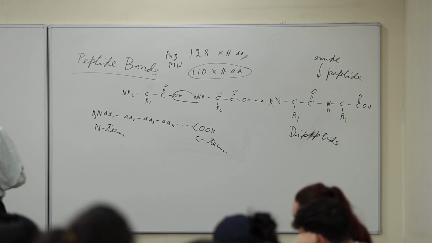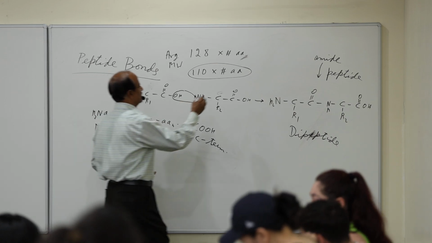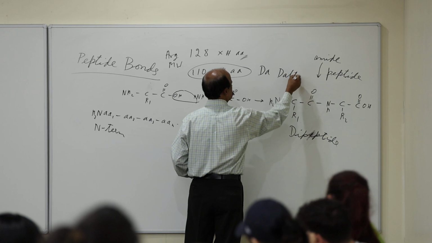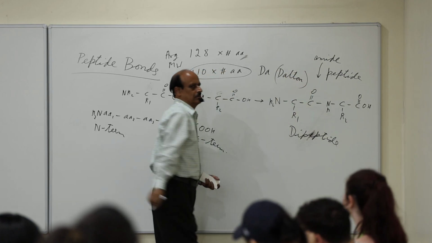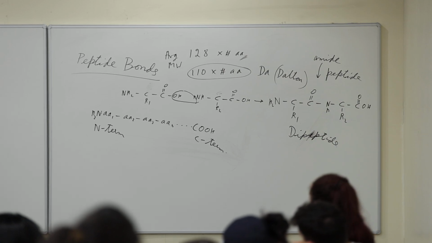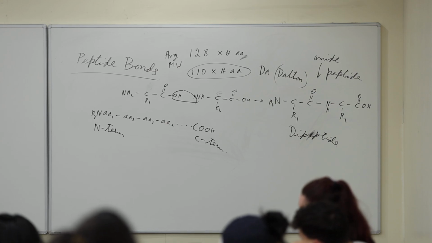All right, and the unit is called Da, which is Dalton. You won't hear that much in general chemistry, although it is there. The molecular weight unit is a Dalton, and it is frequently used for proteins to tell what size it is.